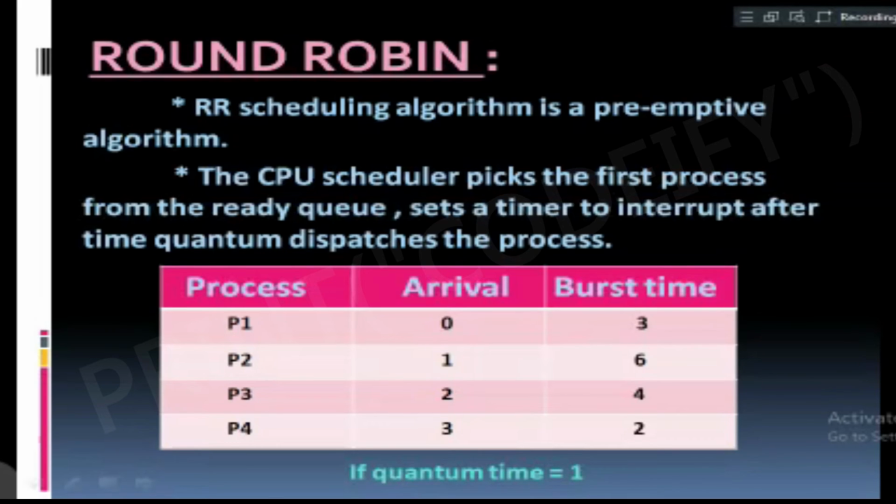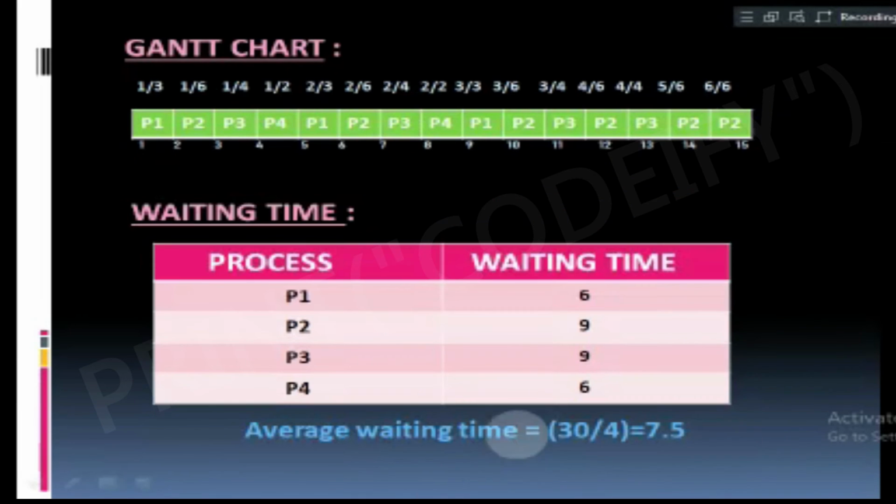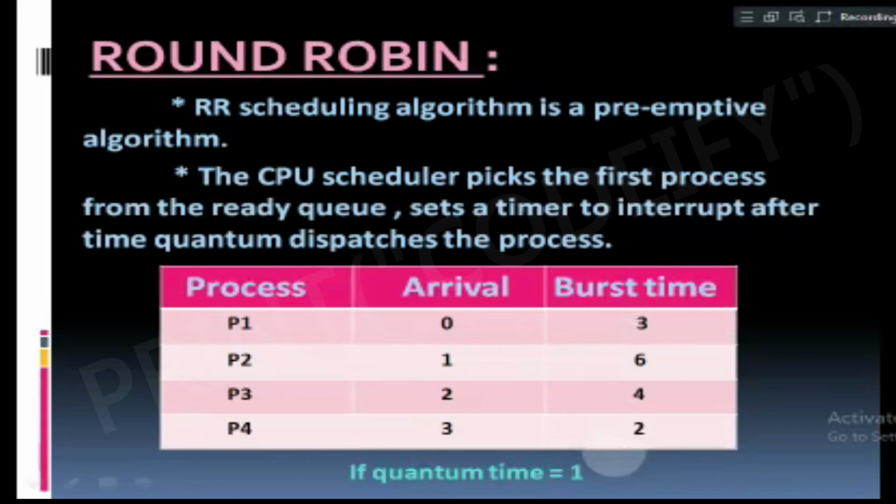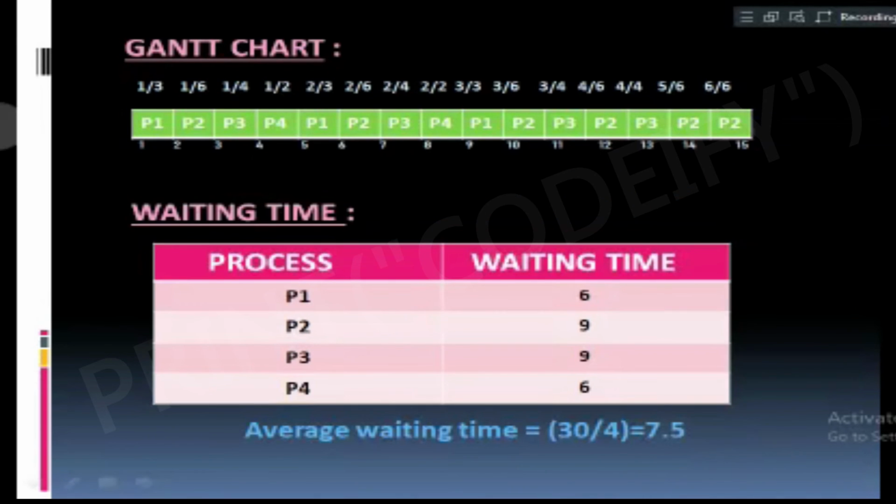There are 4 processes. Arrival time is 0, 1, 2, 3 and burst time is 3, 6, 4, 2. The time quantum is 1. So, each process gets the time quantum 1. So, P1 will be executed 3 times, P2 will be executed 6 times, P3 4 times and P4 2 times. Likewise, we have to construct the Gantt chart.